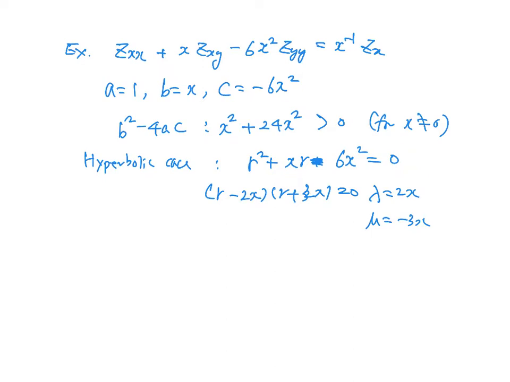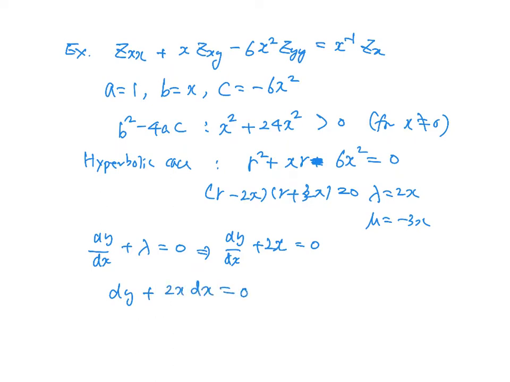So let's find u. dx over dy plus lambda is equal to 0, right? So what is that? dx over dy plus 2x is equal to 0, or dy plus 2x dx is equal to 0. And the solution is y plus x squared is some constant. So let's say this is u.